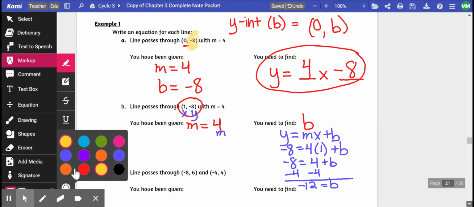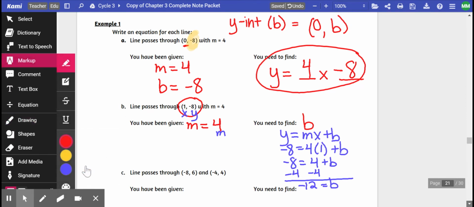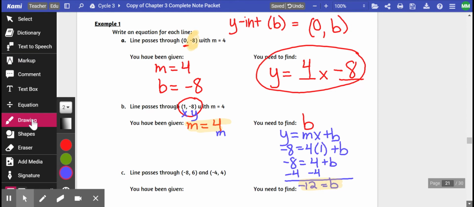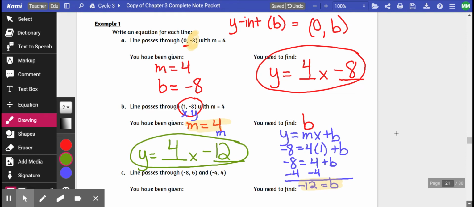Now I have everything that I need, because we just needed m, which is 4, and we needed b, which is -12. Those are the two things that we need in order to write our equation, so we're ready to go. y equals blank x plus or minus blank, so it's 4 for m, and then it's -12 for b. We're going to write it like that: y equals 4x minus 12.